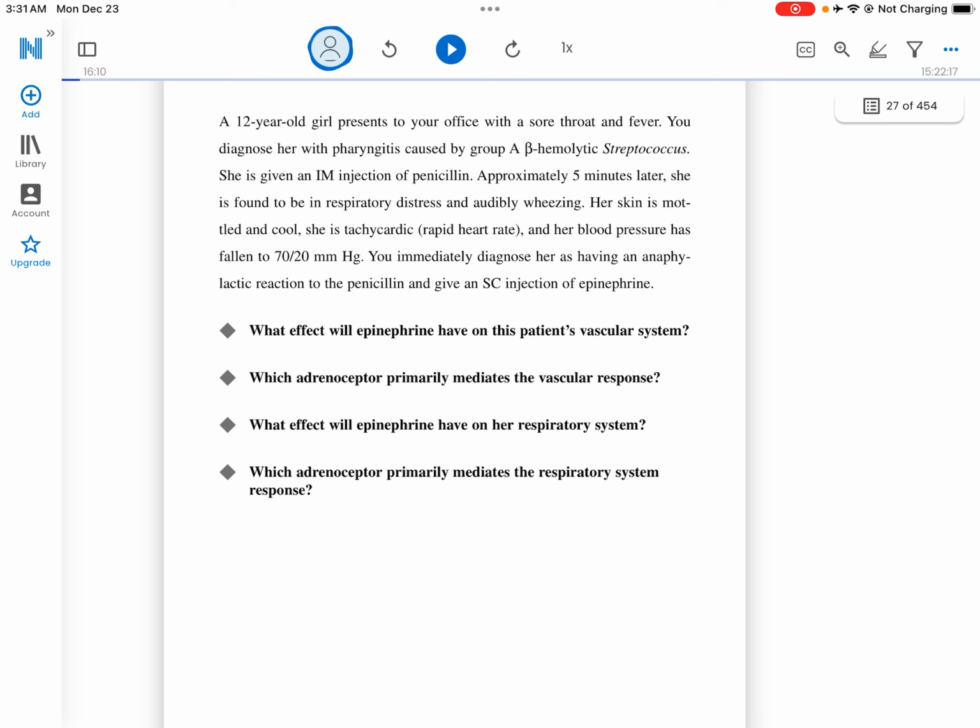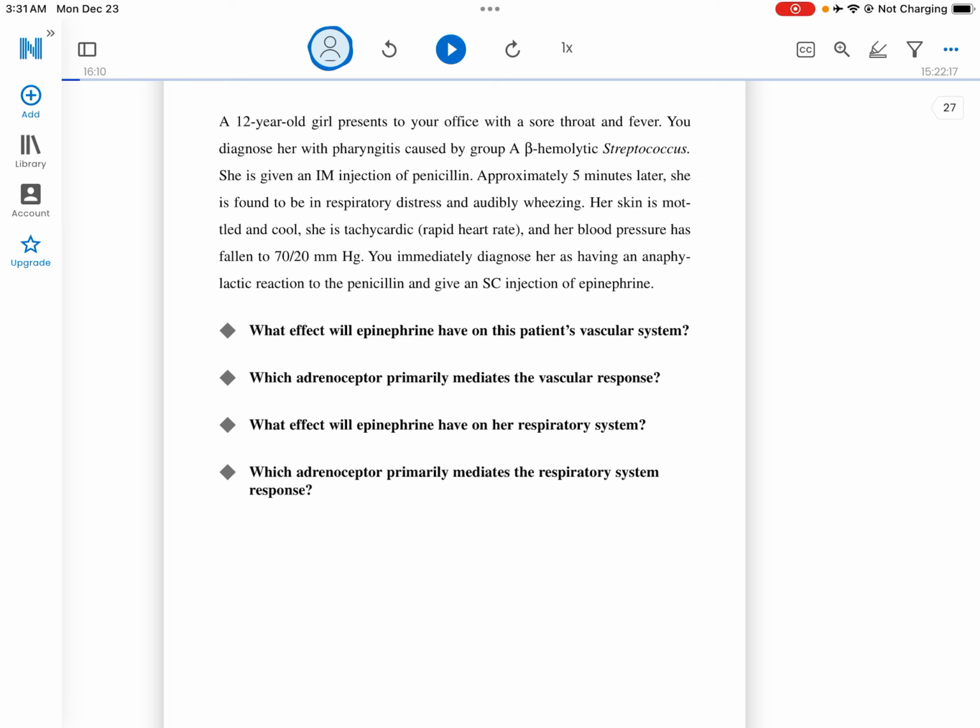What effect will epinephrine have on the patient's vascular system? Epinephrine increases the heart rate. Epinephrine is a life-saving drug. The adrenoreceptor primarily mediates the vascular response. The vascular response is certainly related to adrenoreceptors. What effect will epinephrine have on the respiratory system?